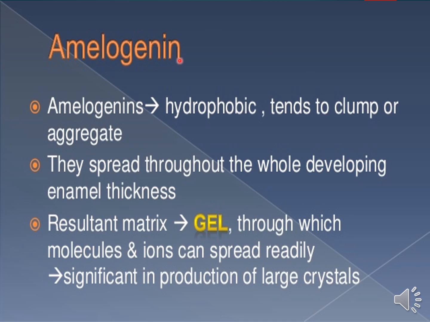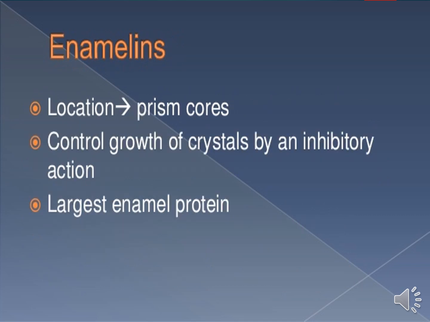Amelogenin, which is the major contribution, is hydrophobic in nature. They tend to clump or aggregate and spread throughout the whole developing enamel thickness. They help significantly in the production of large hydroxyapatite crystals. Enamelin is located in the prism core. It controls the growth of crystals by an inhibitory action, and it is one of the largest enamel proteins.